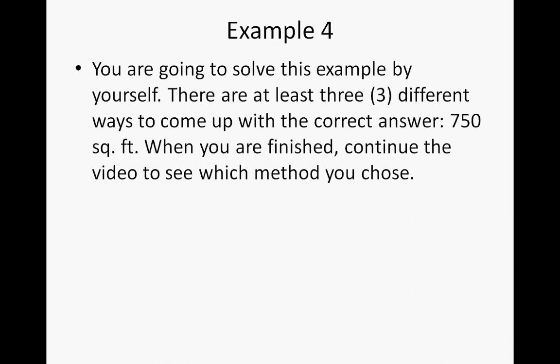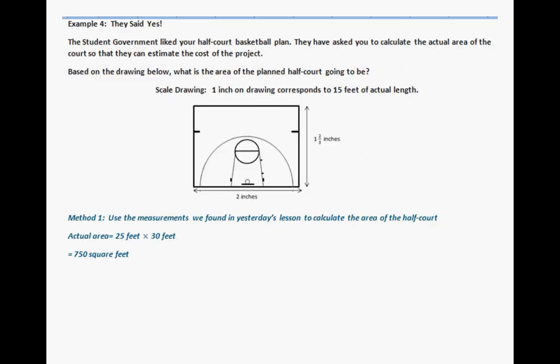Alright, so you should have finished example 4. Let's take a look at a couple of methods and see which one yours matches up with. So, example 4, based on our basketball problem from before, method 1 could be to use the measurements we found in the lesson to calculate the area of the half court. Well, if it was 25 feet by 30 feet, then 25 times 30 is 750 square feet. So that's one way you could do it.